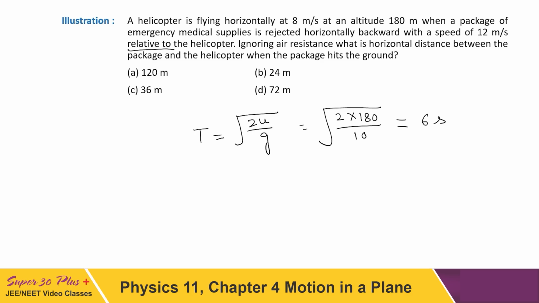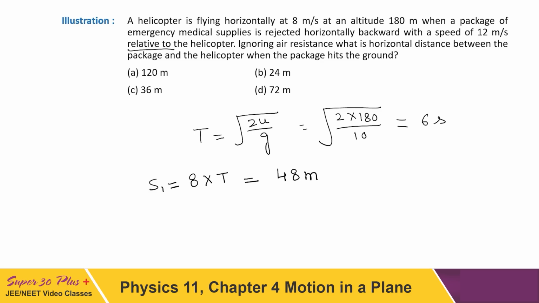Now in this time, what is the horizontal distance travelled by the helicopter? Let that be S1. As the helicopter is flying horizontally with constant speed, we can directly get the value of S1, which will be 8 multiplied by t. So its value will be 48 meters.